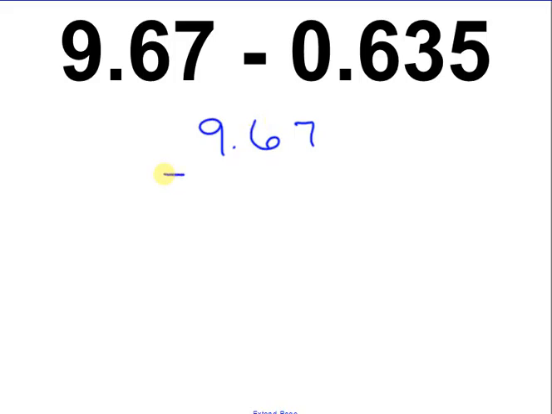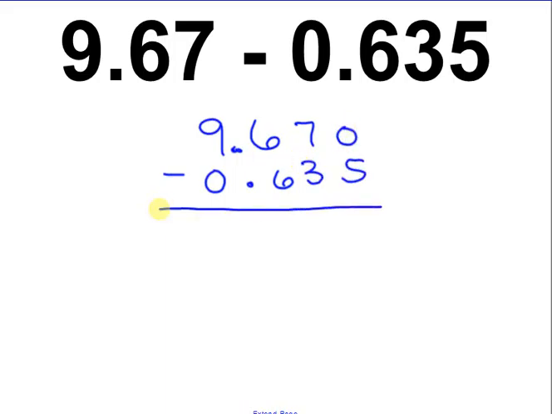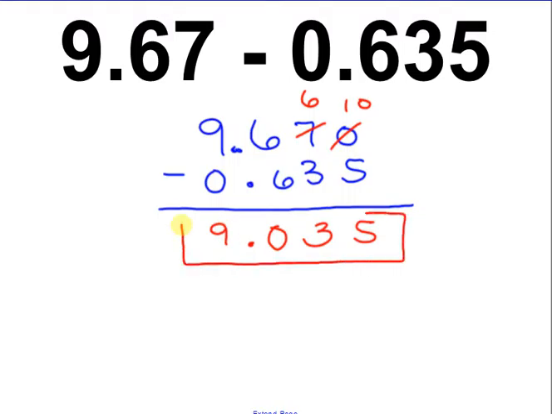9.67 minus 0.635. Let me make my decimal points bigger. I'm going to put a 0 as my placeholder, and I'm going to subtract. So I need to borrow, so that's going to be a 6. This is going to become a 10. 10 minus 5 is 5. 6 minus 3 is 3. 6 minus 6 is 0. Bring down the decimal point. 9 minus 0 is 9. And so my answer is 9.035, or 9 and 35 thousandths.